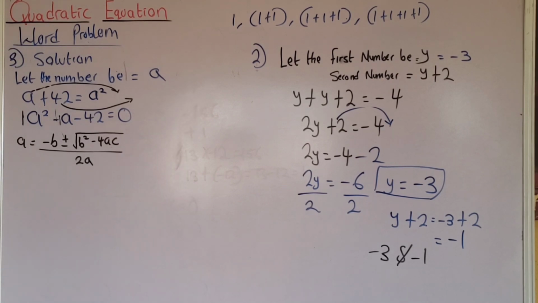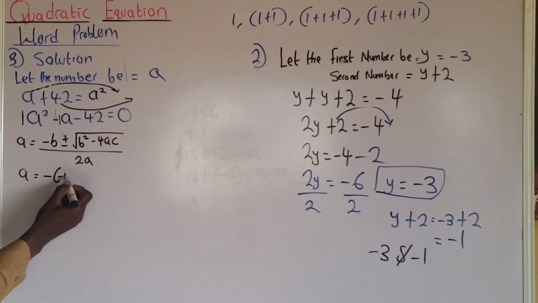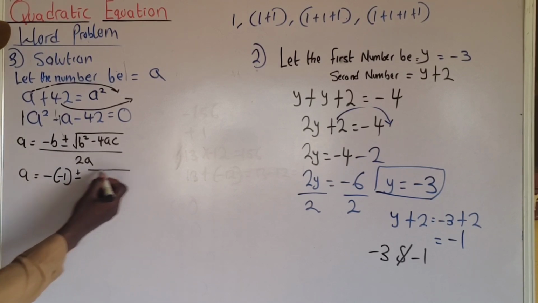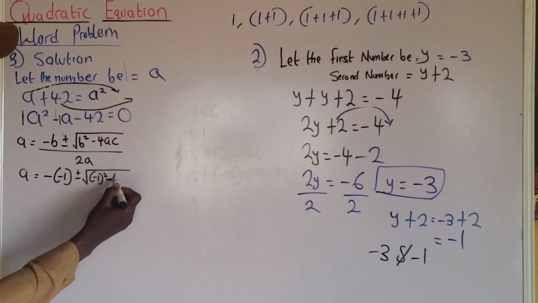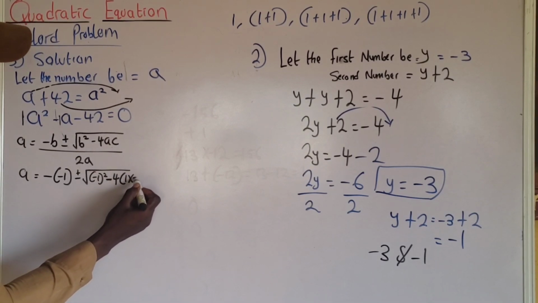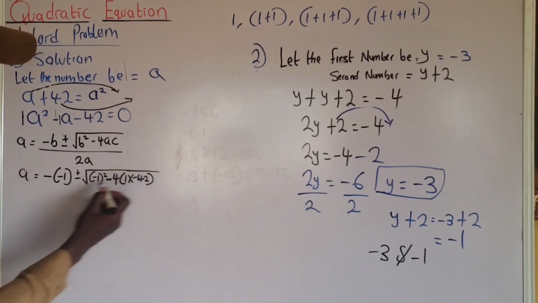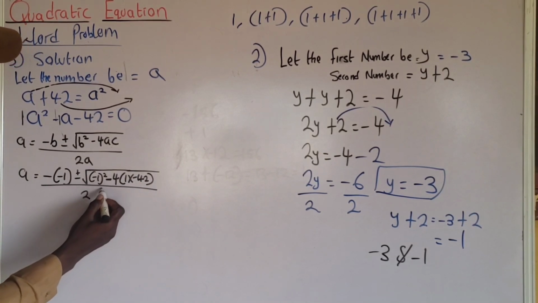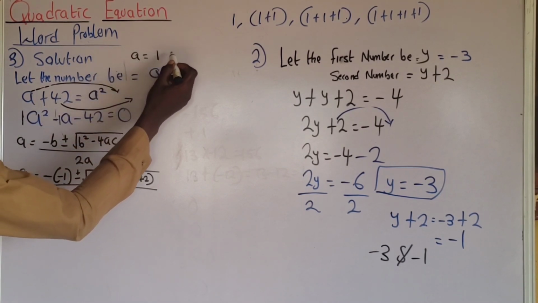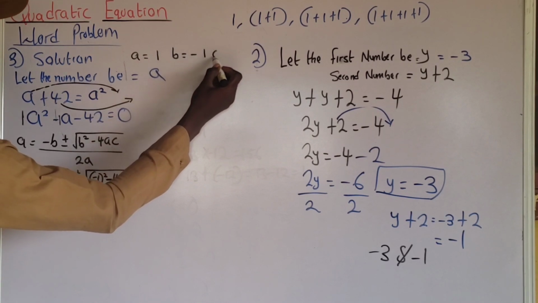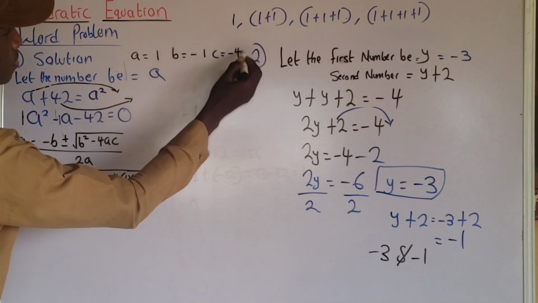So let us proceed. a is equal to minus b, and b is minus 1, so minus negative 1, plus or minus the square root of b squared, that is negative 1 squared, minus 4ac, minus 4 multiplied by 1 multiplied by negative 42, all over 2 multiplied by 1, because 2a is 2 times 1. Maybe I should write it out: a is equal to 1, b is equal to negative 1, and c is equal to negative 42.